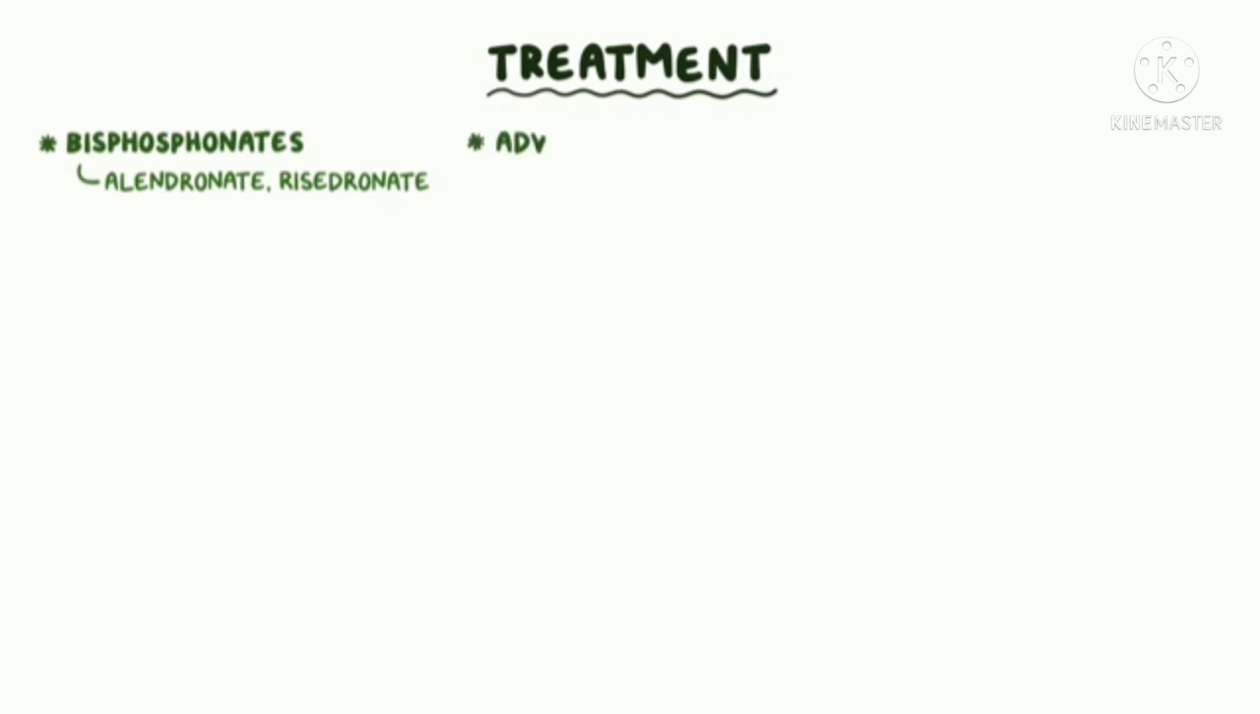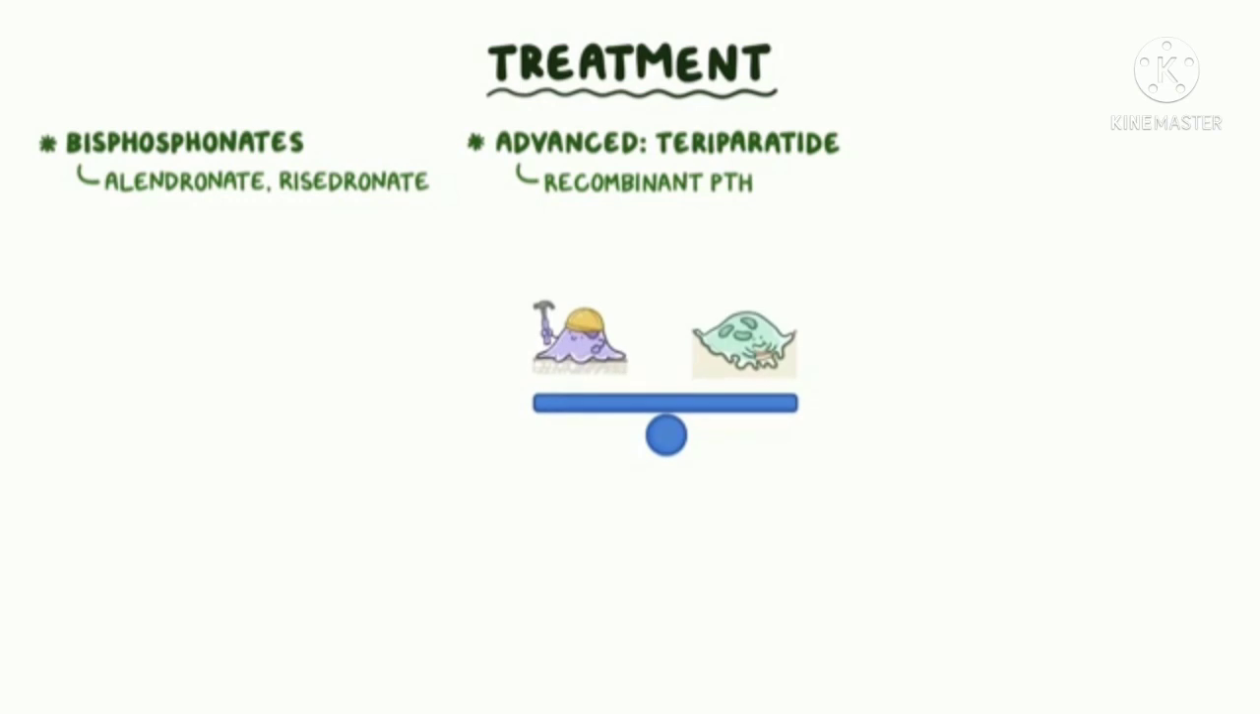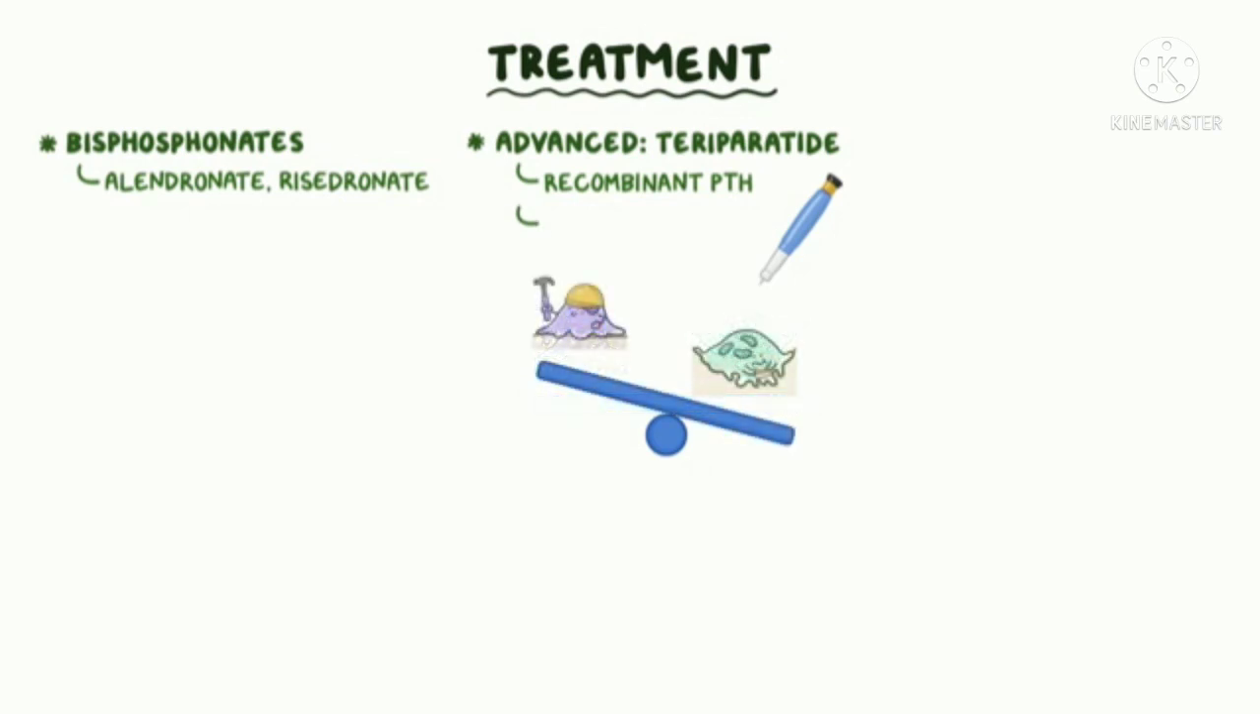If osteoporosis is really advanced, teriparatide, a recombinant parathyroid hormone, can be used. Now, even though parathyroid hormone stimulates bone resorption, it's been found that intermittent injections with teriparatide activates osteoblasts more than osteoclasts, therefore increasing bone formation.